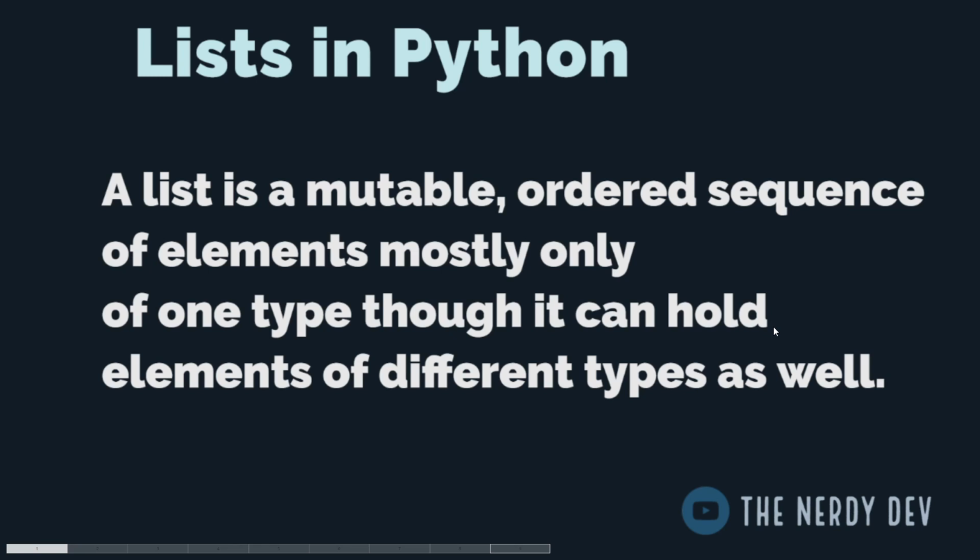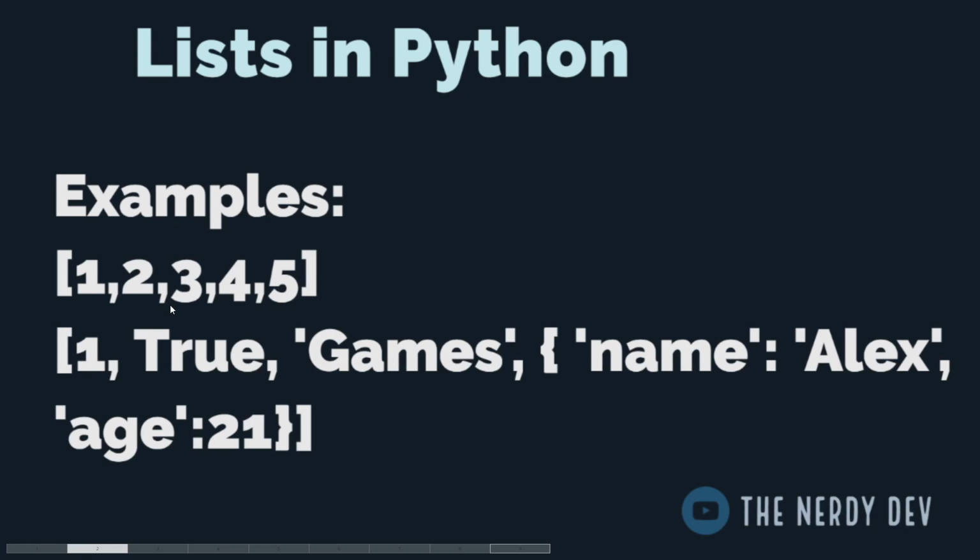As an example, this is a list of numbers. Then this is also a list, but the elements inside this list are of different types. As you can see, we have a number, we have a boolean, we have a string, and we have a dictionary inside this list. So it is not uniform. Let me switch back to my editor and let us learn about lists in depth.